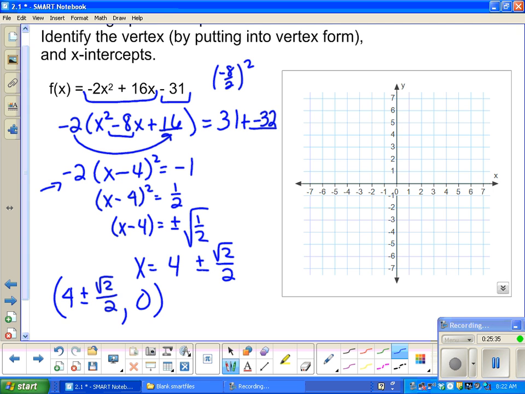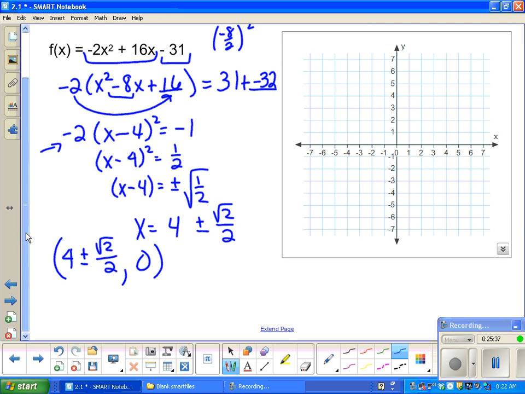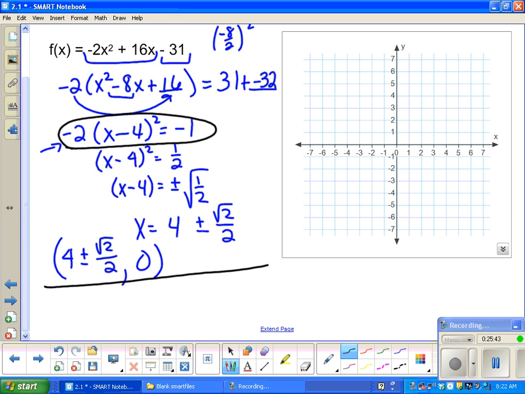Let's solve for that. Now, to put it into vertex form, I take this and I'm going to put it into my vertex form, my function. So f of x equals negative 2 times x minus 4 squared, but the negative 1 was on the right. I'm going to move it back over to the left by adding 1. So now I have it in vertex form.